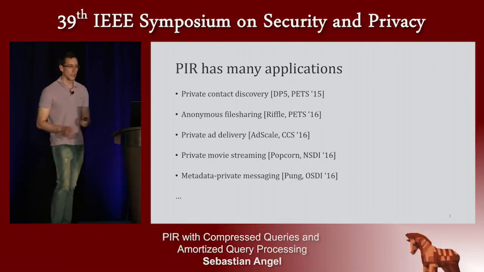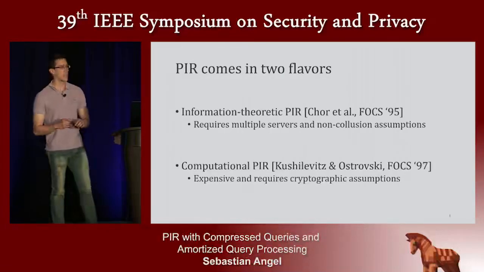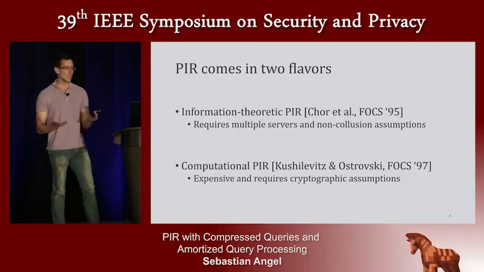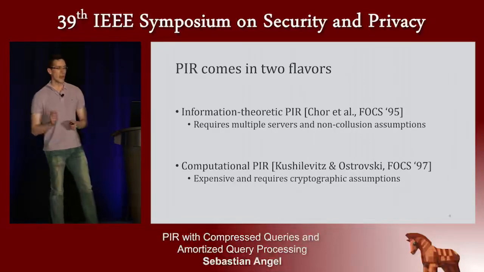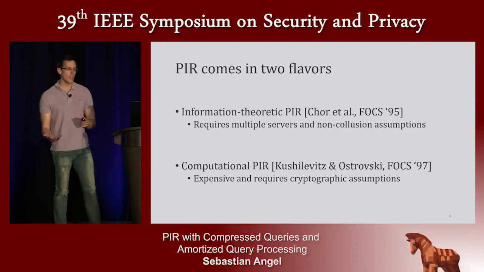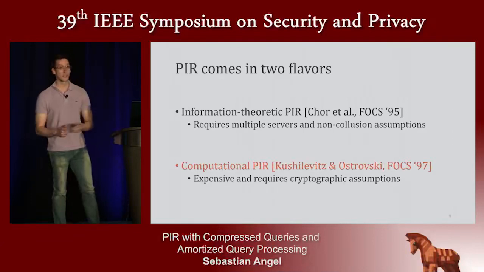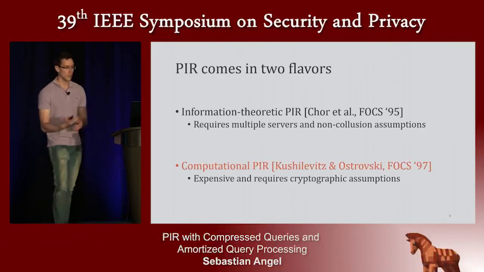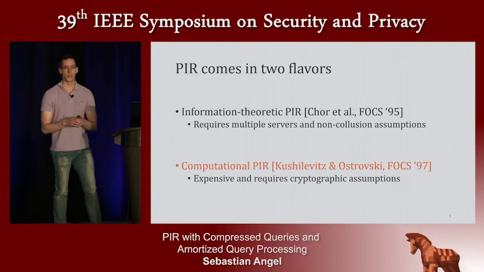PIR comes in two flavors. One of them is the information theoretic flavor. This requires multiple servers that do not collude with each other. So if you're okay with that assumption, then you can use that. There's also the computational variant of PIR, which requires cryptographic assumptions and is more expensive, but it doesn't require the non-collusion assumption. So personally, I prefer this because it's much easier to deploy because you don't have to make that assumption. And so that's why I'm going to focus on this.